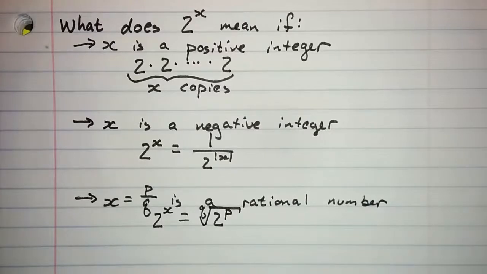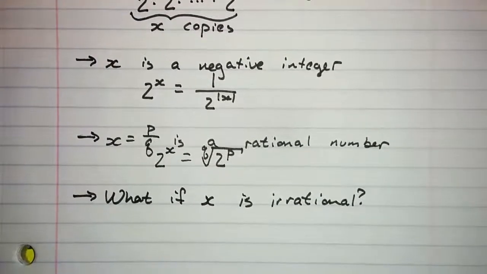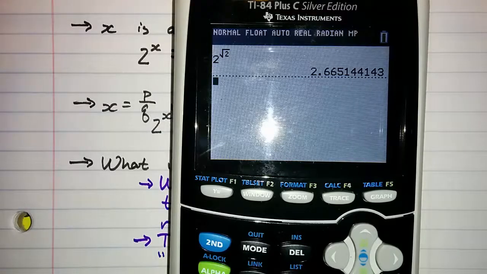There are tons of real numbers that are not rational. Well, here's the deal. For any irrational number we can think of, we can get really close to it with rational numbers. And so if we want to work out what 2 to the root 2 is, we sort of fill in the gaps. Right? We can't get an exact value for this number. It's some horrible decimal. It's 2.6 something.